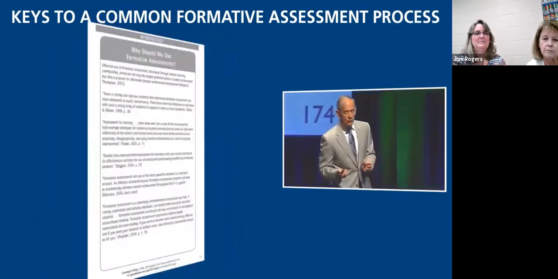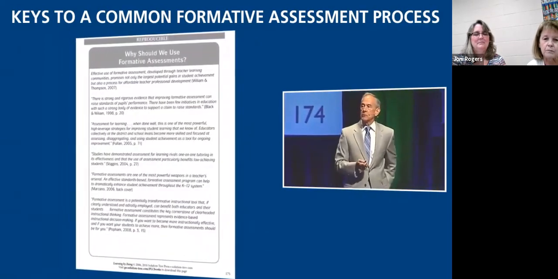And the evidence for doing this is overwhelming. You see some of the research on page 174 and on page 175. So we're going to come back to the importance of common formative assessments in just a bit.